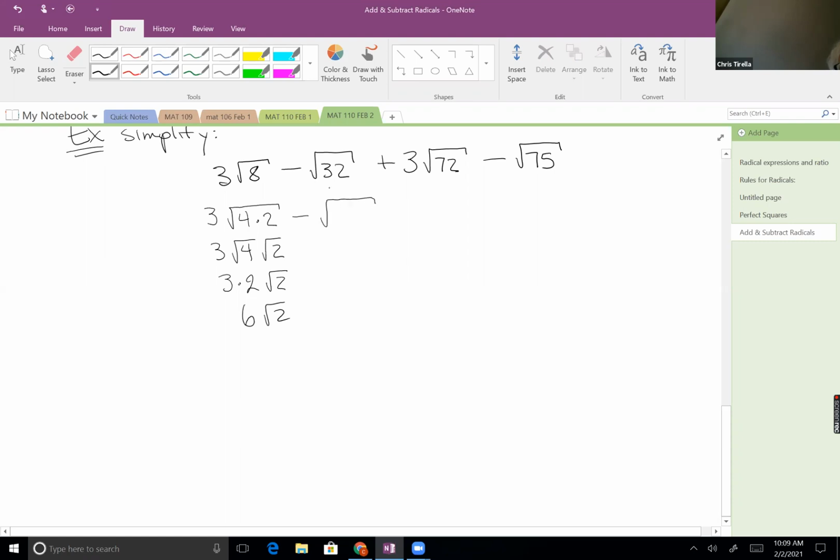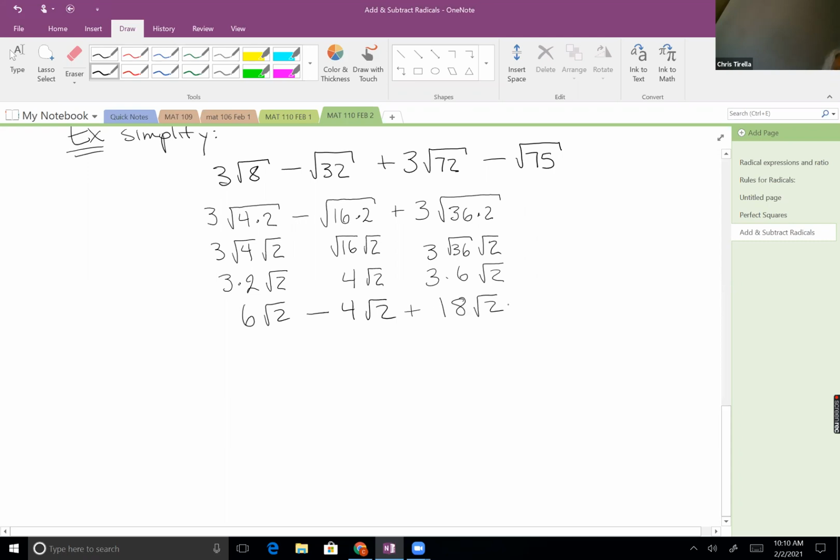Then, using that trick, 32 is even. Let's see what I get when I divide out 2. And so that gives me 16 times 2. And 16 is a perfect square. And so that becomes minus 4 radical 2. Next one's also even. So let's see, if I factor 2 out of 72, I get 36. Oh, great, that's also a perfect square. So I'll take 3 times the square root of 36 times the square root of 2, gives me 3 times 6 times the square root of 2, or I'm adding 18 square roots of 2.